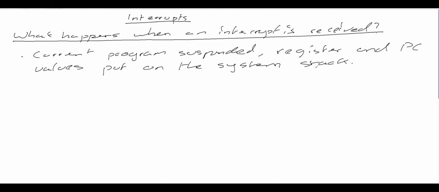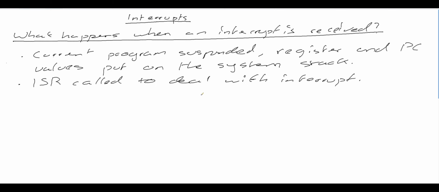And next, an interrupt service routine is called to deal with the interrupt. So depending on what interrupt is received, a different interrupt service routine is called to service it. So this is a sequence of instructions that is used to deal with a particular kind of interrupt. So the ISR or interrupt service routine, the appropriate one, is called to deal with the interrupt.